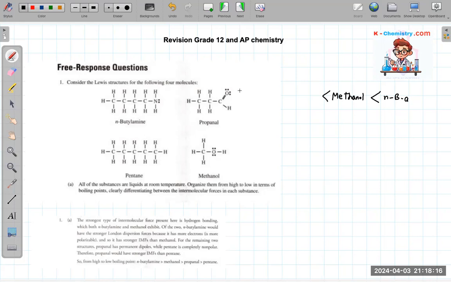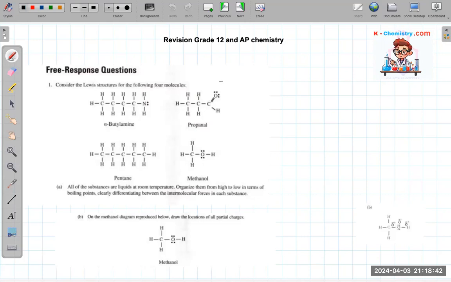The propanol has no hydrogen bond, but it is dipole-dipole because it has O and H. So this is the propanol, which is a little bit weaker. And then the pentane has the lowest boiling point because it's LDF only. It does not contain any dipole-dipole or hydrogen bonding. So the pentane will be the lowest one in the boiling point.